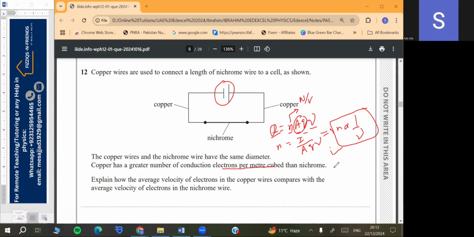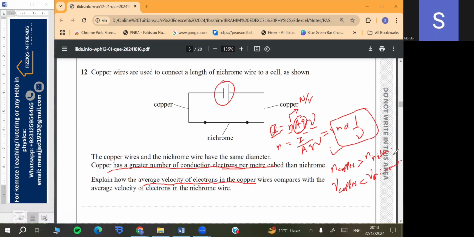All right. Now you see that they're telling you that copper has a greater number of conduction electrons per cubic meter. It means N of copper is greater than N of nichrome, right? So they're asking you for which of the metals will have the average speed higher or lower, and why. Okay, just compare the speeds. So when N for copper is higher as compared with nichrome, then of course speed for copper will be lower because they are in an inverse relationship, right? And speed will be higher for nichrome.